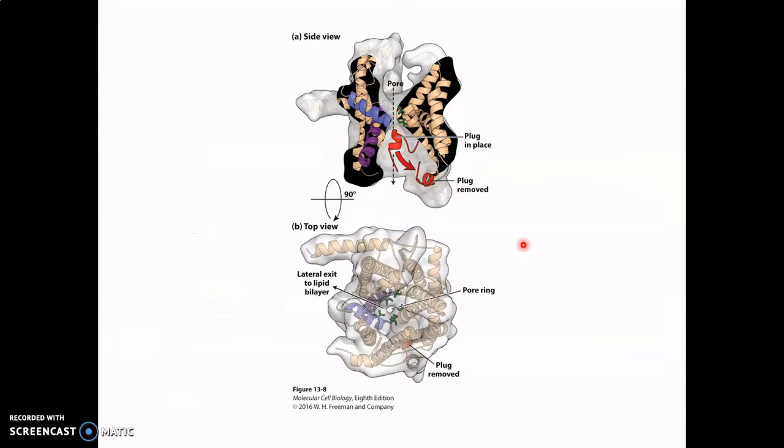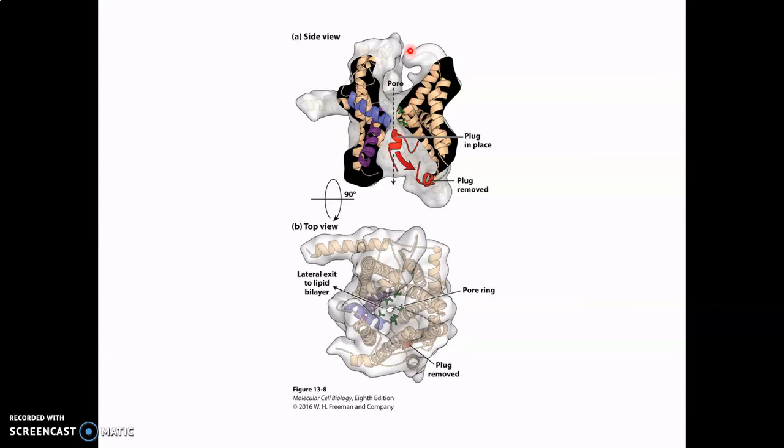So the thing that determines whether this is open or closed is this short alpha helix attached to this loop here. When it is in the closed position, that alpha helix is up, blocking the pore. When it is open, ready to allow passage through, it is moved over here in this position. So it moves from here over to here.